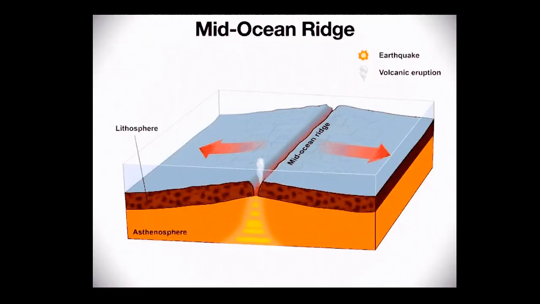If divergence is happening in the ocean, we have a mid-ocean ridge, as shown here. The plates are pulled apart by convection currents, magma rises, and forms active volcanoes and minor earthquakes.